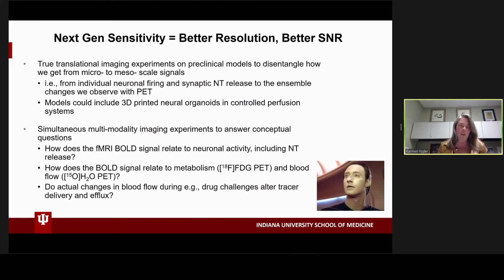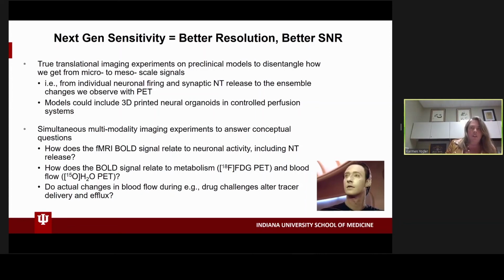I think another advantage we have with this greater sensitivity is we're going to be able to do simultaneous MR and PET experiments that can answer some conceptual questions that are still outstanding in our field, specifically with respect to fMRI and the blood oxygenated level dependent signal. Now we can ask questions about how BOLD signal relates to neuronal activity, including neurotransmitter release. We can ask questions about what are the various contributions of components that underlie the BOLD signal in the neurovascular response, such as metabolism and blood flow.